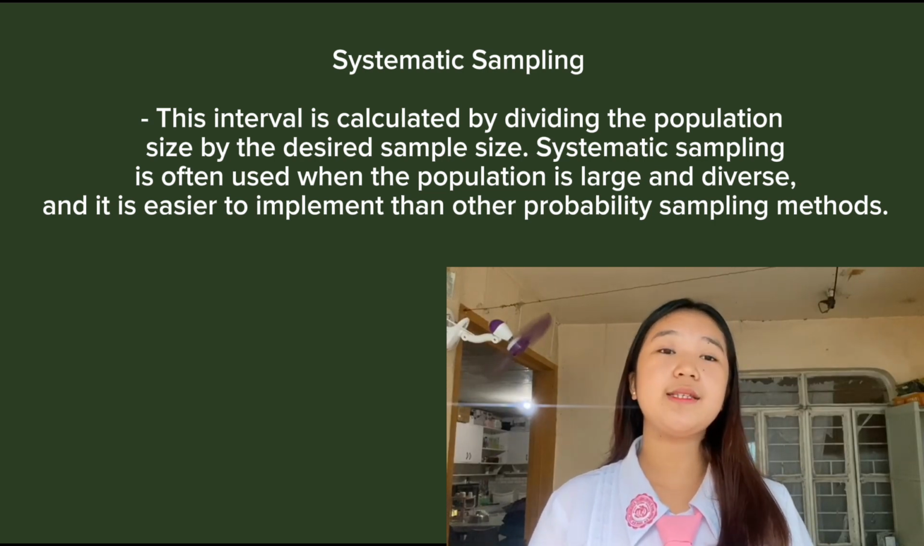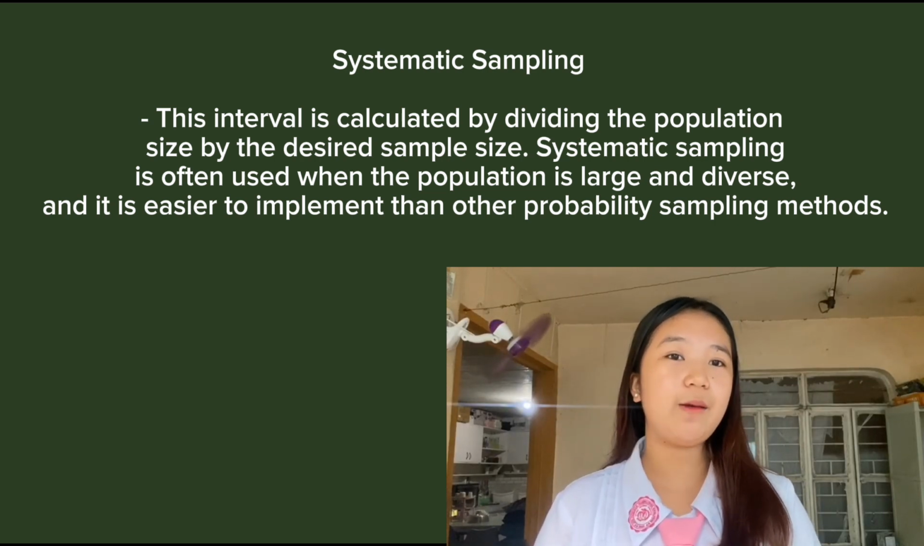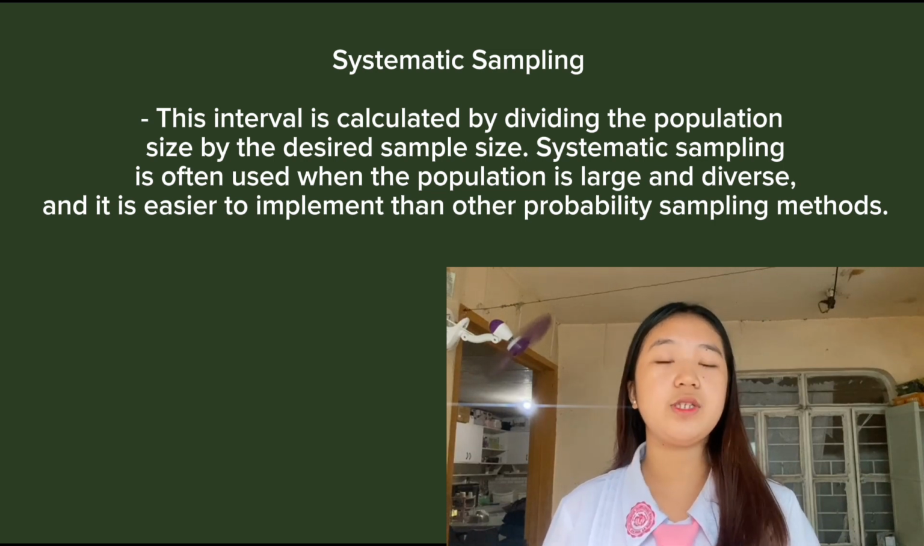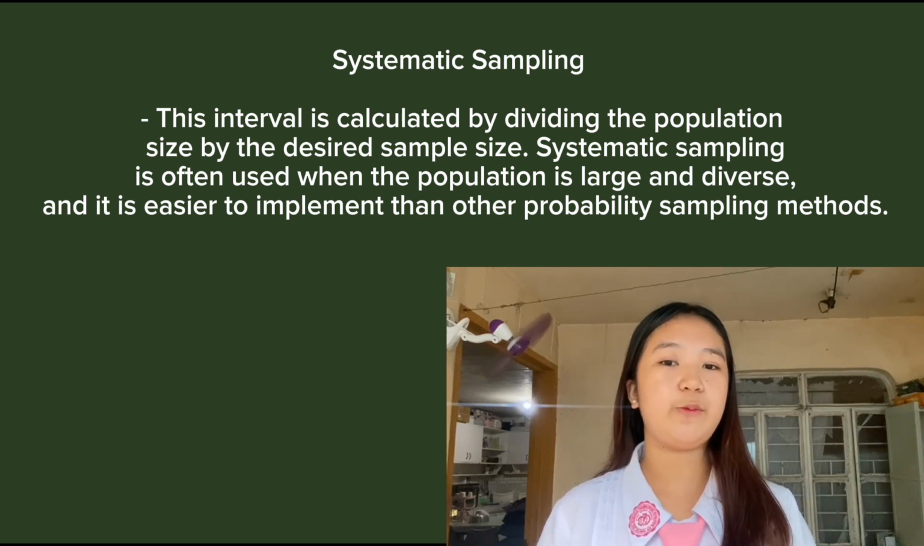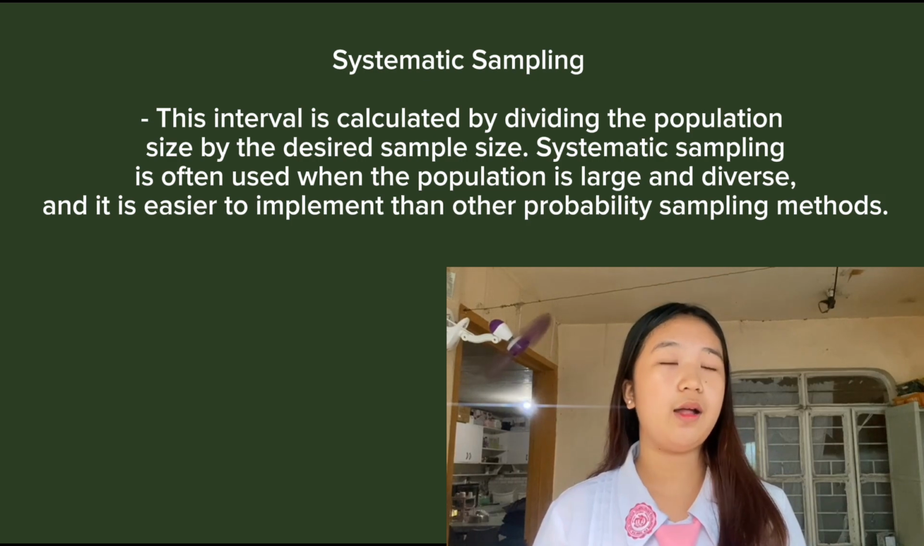Okay, so what is the good thing about systematic sampling? It's easy, it's super simple to understand and use, and much easier than some other methods. And it's efficient, it's faster and cheaper than some other methods, especially with a large population.